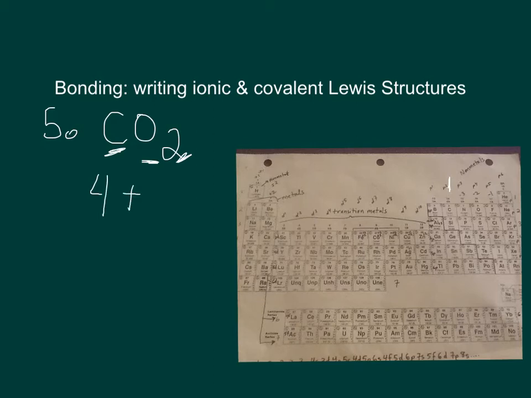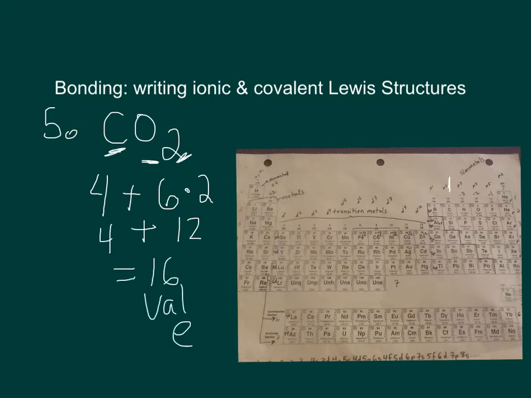Now I'm going to add the oxygens. Let's look at the oxygens. There's O. It says 6 valence electrons. It's in group 6, so it should have 6 valence electrons. So we're going to add 6, but there's 2 of those, so I'm going to multiply it by 2. 6 times 2 is 12, so we have 12 plus 4, and that equals 16 valence electrons total.